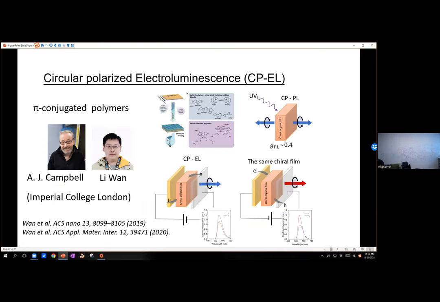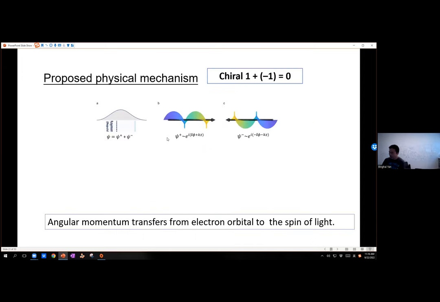Here, from this current direction dependent light polarization, we already get a clue. Current direction means the momentum of the electron and hole, and the circular polarization is related to the orbital of the electron, right? There's already a kind of orbital and momentum locking. Then let's go see a little more detail. Sorry, there's a problem with the figure, but fine, doesn't matter.